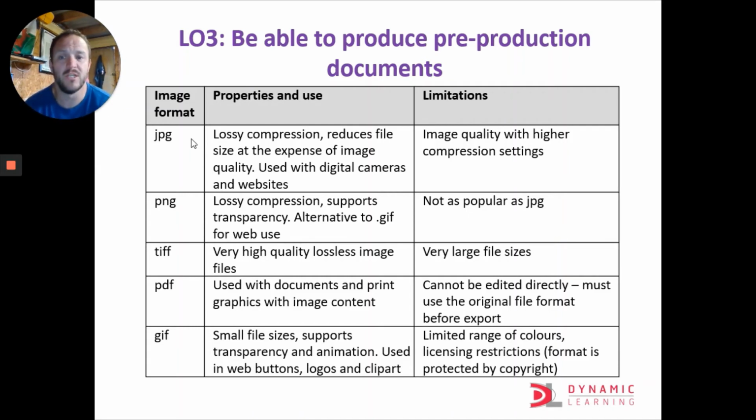Generally, they're used on digital cameras and websites. Limitations: the image quality with higher compression settings. So PNG is a lossless compression, supports transparency, and it's an alternative to GIF, and it's for web use. It's not as popular as JPEG, but what you'll find with a PNG is it doesn't lose the quality as much as a JPEG will.